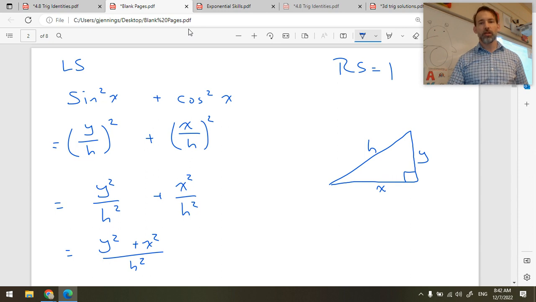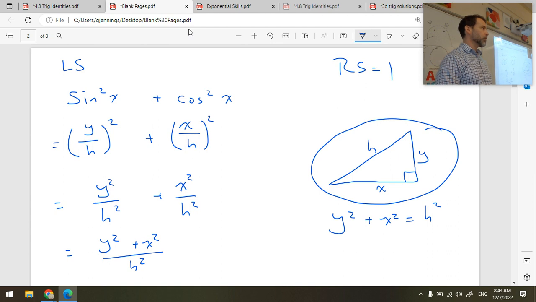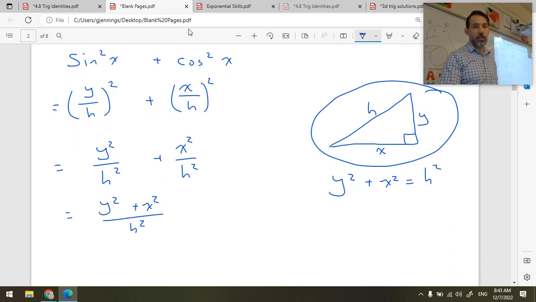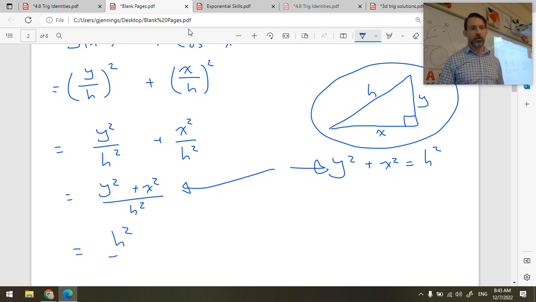But over here, we already knew that y squared plus x squared is equal to h squared because of Pythagorean theorem. So this one's called the Pythagorean identity. Sine squared plus cosine squared equals 1. So let's see. The last thing we can do here is use this formula, substitute it there for y squared plus x squared. And so you have hypotenuse squared divided by hypotenuse squared, which is equal to 1.